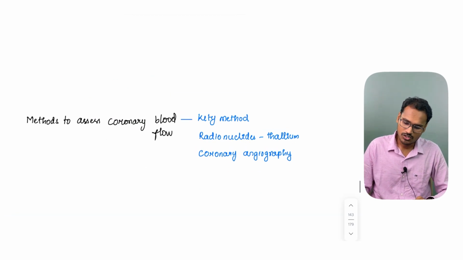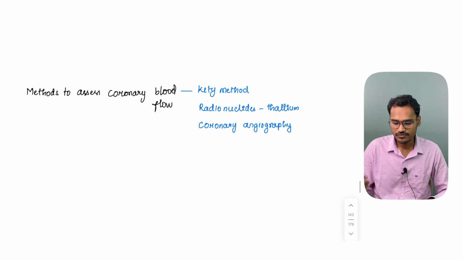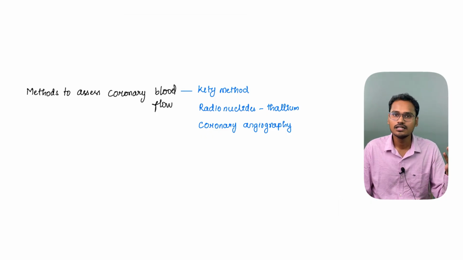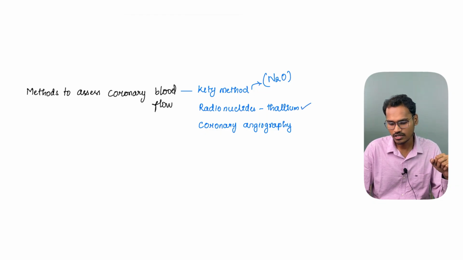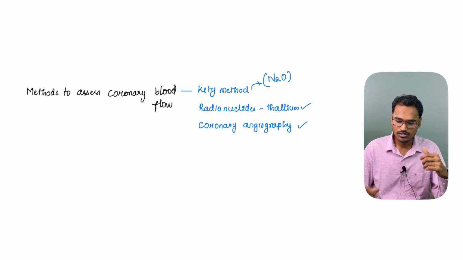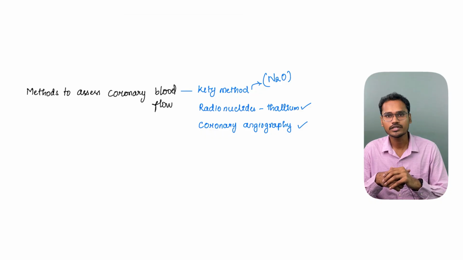So what are the methods to assess the coronary blood flow? All the methods we have already discussed in the discussion of the cerebral circulation itself. The Kety method is used whenever nitrous oxide is used. Then the radionuclide thallium method can be used or a coronary angiography can be done. So these are the methods through which coronary blood flow can be assessed.